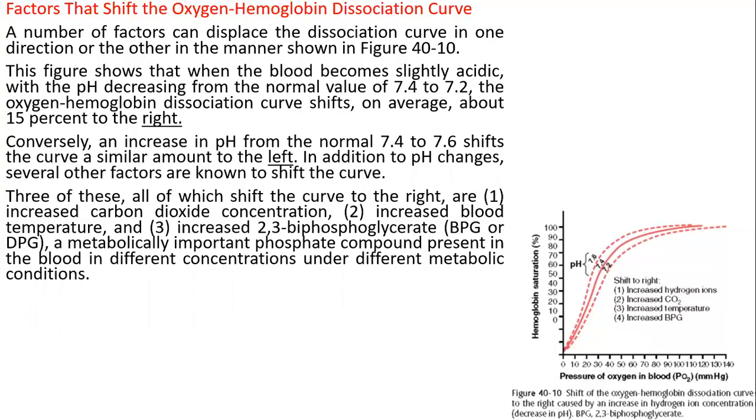نشوف إنه هو الفاكتورز that shift the oxygen hemoglobin dissociation كيف، تشوفون هنا بالفيجر، اللي هي هذا هو الأكسجين dissociation curve اللي هو هنا pressure of oxygen and hemoglobin saturation. A number of factors that can displace this hemoglobin dissociation curve in one direction or other direction، إما للرايت أو للليفت.